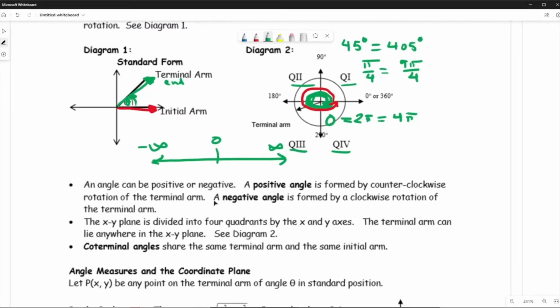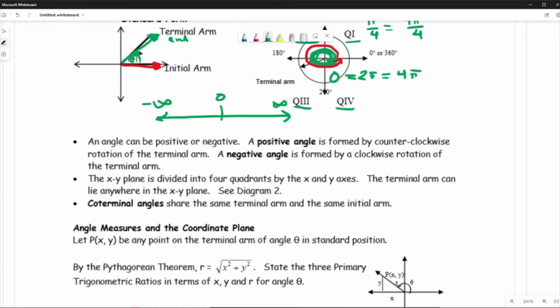Now, we don't always have to rotate in a counterclockwise way. We do that when the angle is positive. We rotate in a negative way when we're rotating clockwise. So if you have to draw a negative angle, one of the things you can do is draw your angle going this way, and that would be a negative angle.